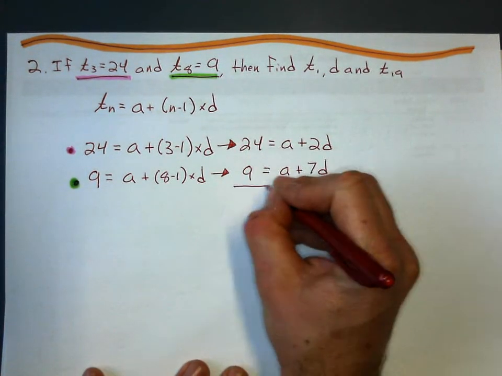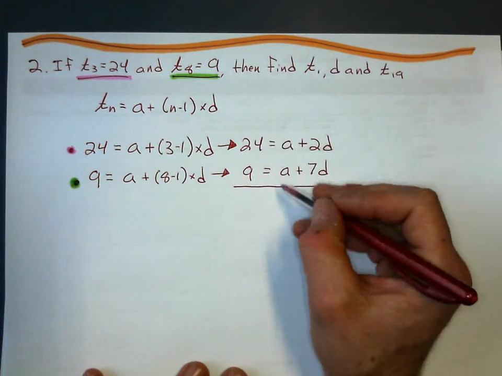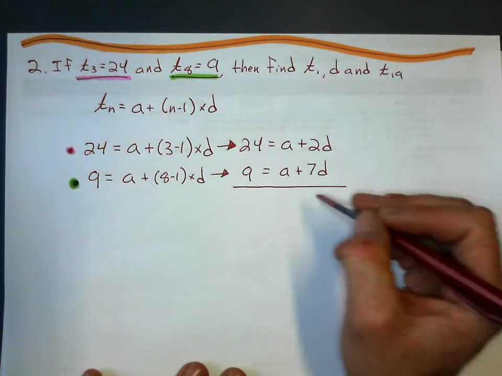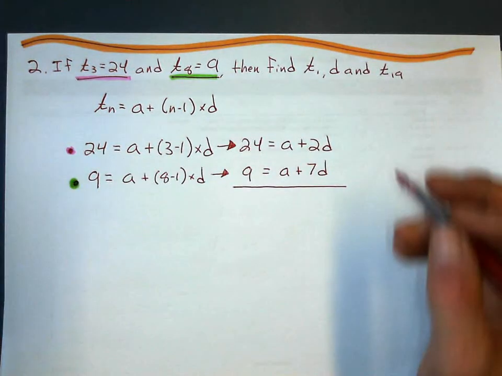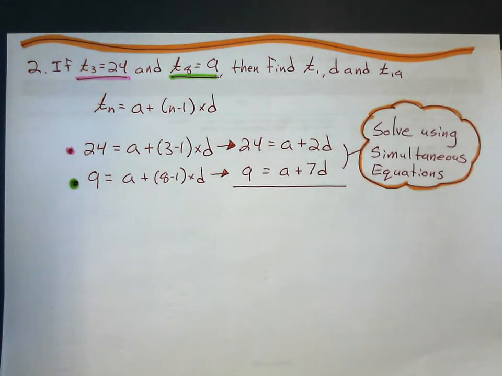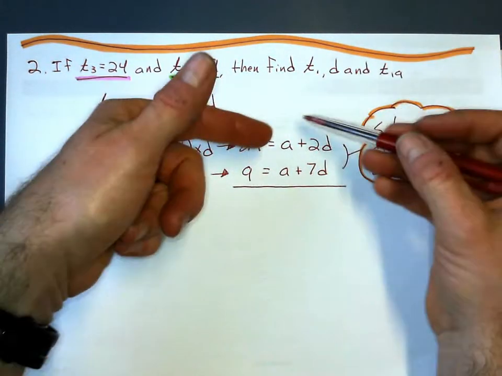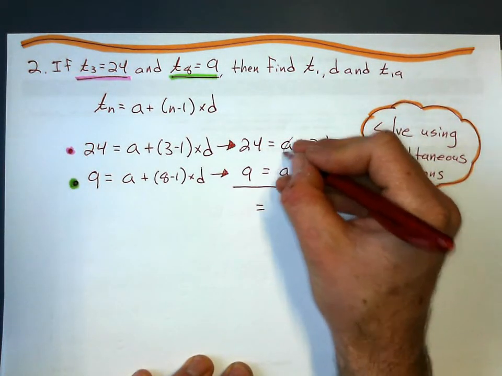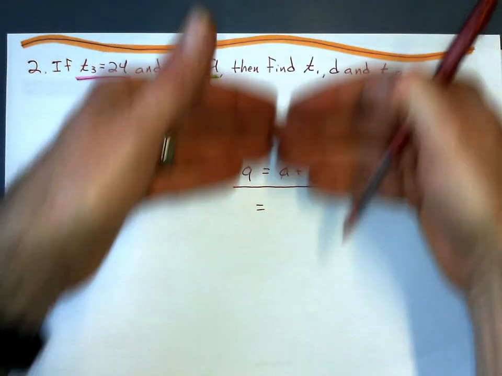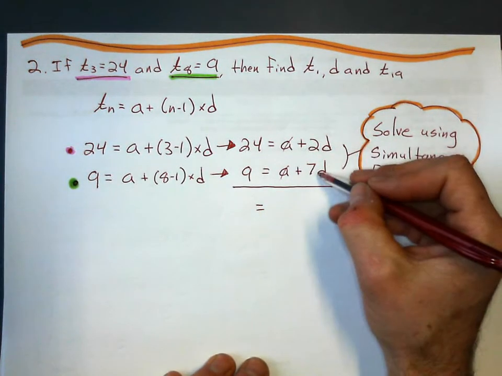Okay, now right here, I should maybe recognize that I've got two equations with two variables. I'm going to solve these with simultaneous equations. So what I mean is, if I subtract these two equations, that a is going to cancel out.